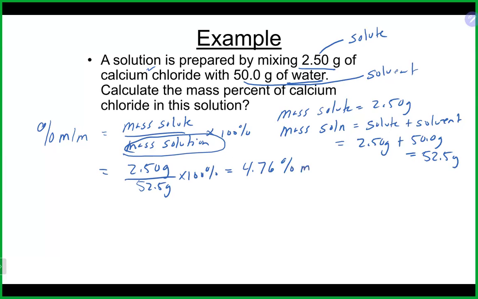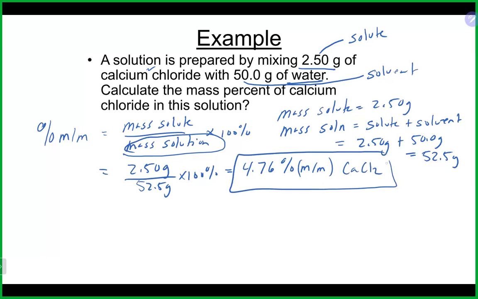You could label this M/M, which stands for mass to mass percent. You want to get really fancy with it, calcium chloride, which is what we're talking about in this particular case. Any questions on that calculation? Again, getting the mass of the solution is really important. It's very, very common that problems separate out those values. And again, very common that people just divide by the solvent rather than adding together and getting the solution. Any questions on that there?